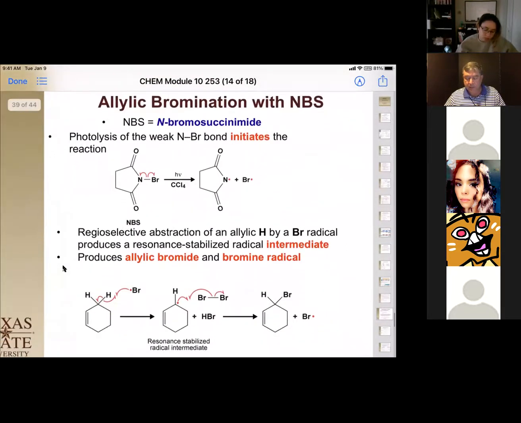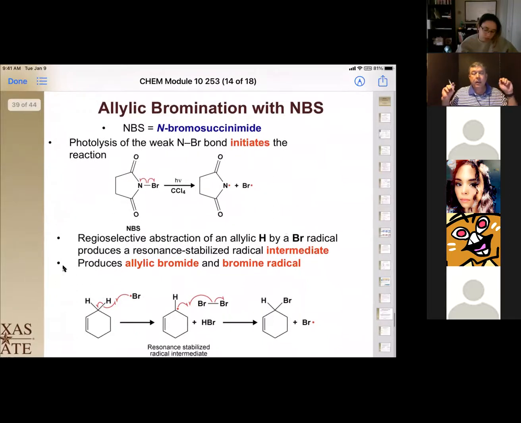All right, so that brings us to a new chemical that allows us to do very selective bromination, because we're not going to use a significant amount of bromine in the solution at all. We're going to actually generate the bromine radical. So we're going to preferentially form just a single bromine product. Okay, so that thing is called N-bromosuccinimide.